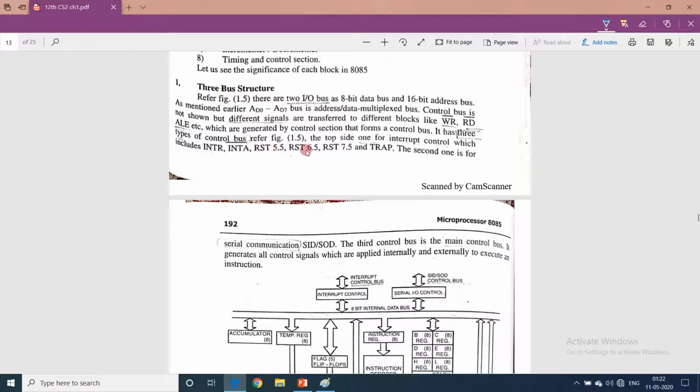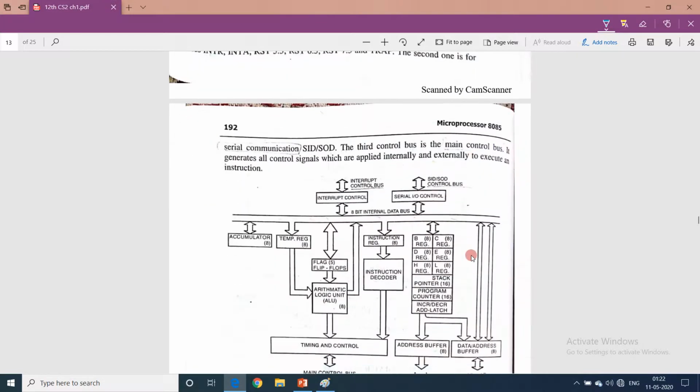RST 5.5, RST 6.5, RST 7.5 and TRAP. The second one is for serial communication, SID and SOD. The third control bus is the main control bus. It generates all control signals that are applied internally and externally to execute an instruction.